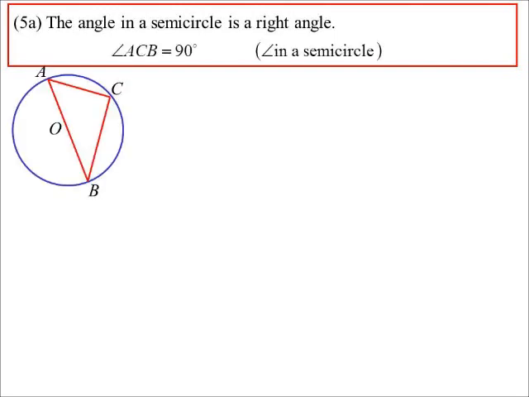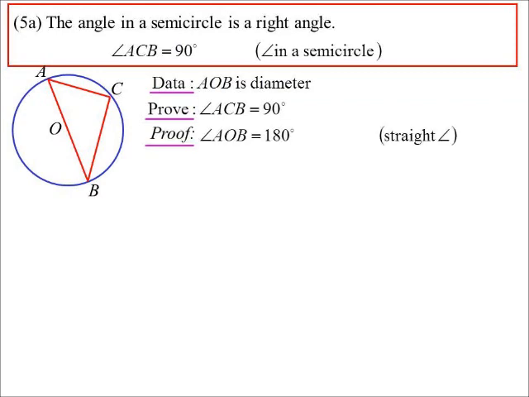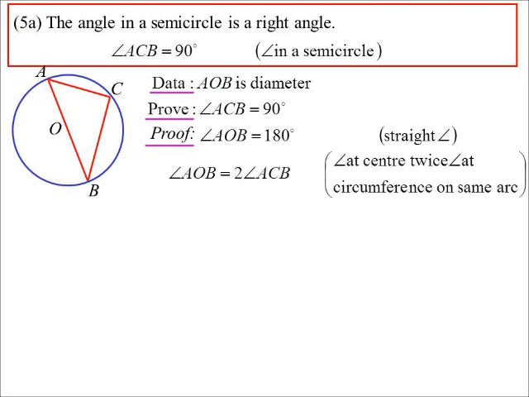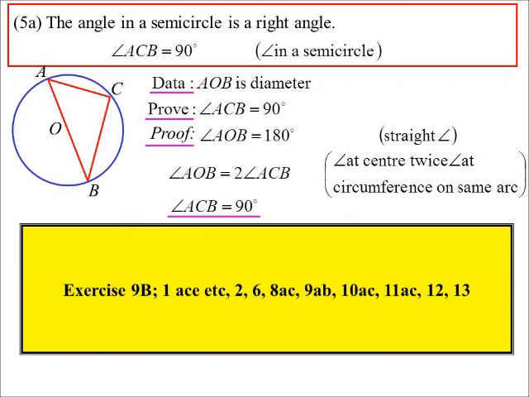Okay, now from that comes the next theorem about the angle in the semicircle being a right angle. A very easy one to prove, because now I can use the angle at the centre being twice the angle at the circumference. Now we know the angle at the centre, AOB, is a straight angle because it's a diameter. So it's 180. Well, therefore, we know AOB is twice ACB. So ACB must be 90 degrees. So the angle in the semicircle will always be 90 degrees. Voila.